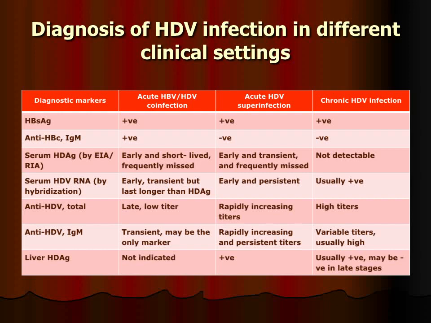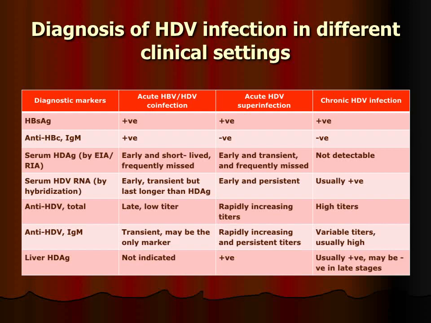But the anti-HDV total is late, low titer, with the titer increasing. The anti-HDV IgM is transient and may be the only marker. Therefore, we depend on the anti-HDV total and anti-HDV IgM. It means acute B together with acute D co-infection, and liver HDAg is not indicated.